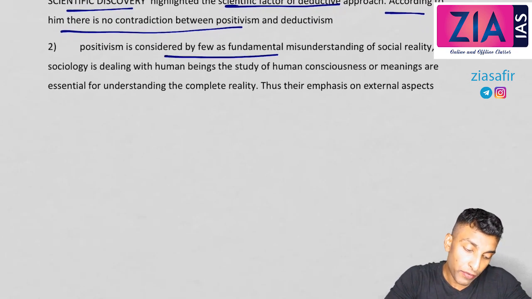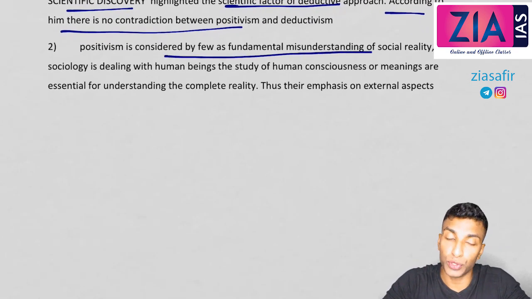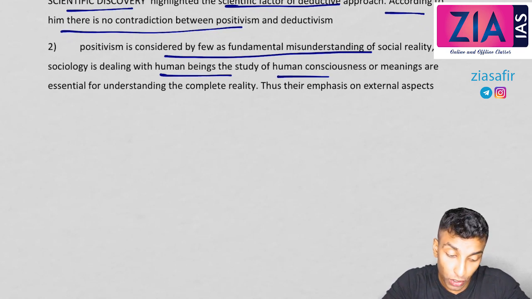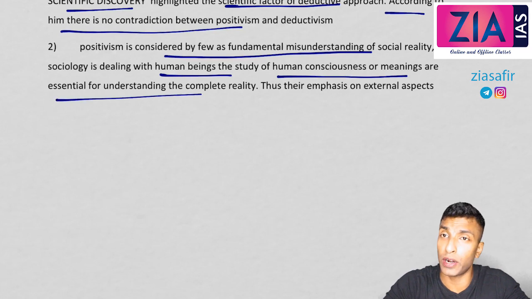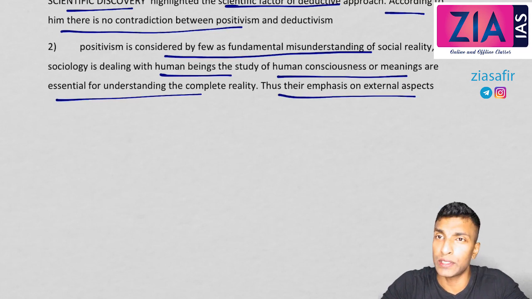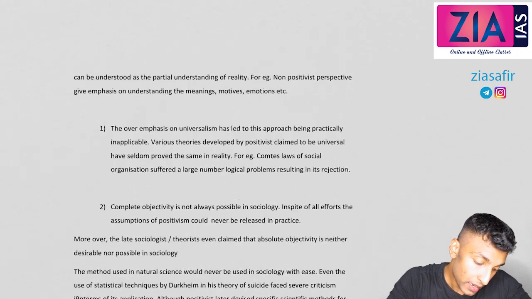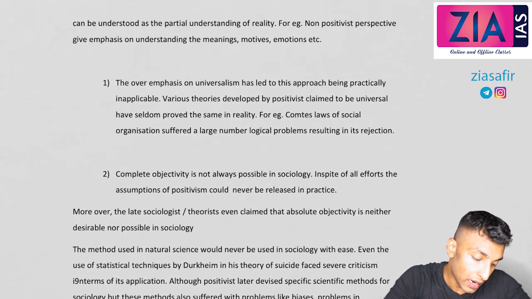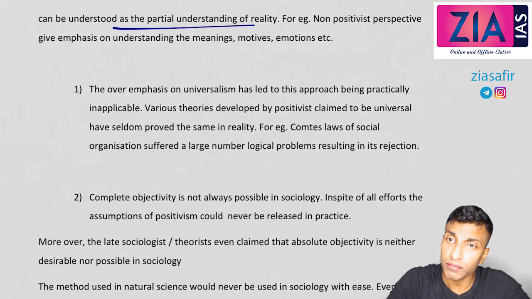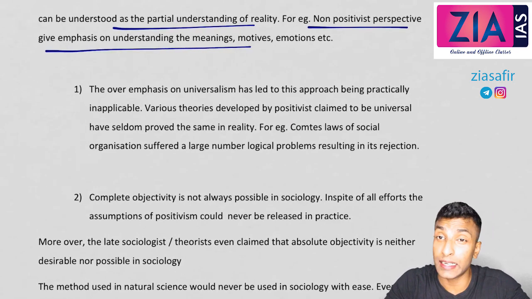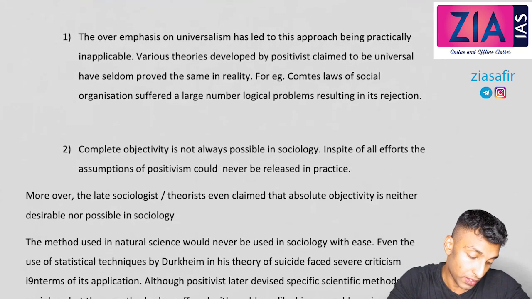Positivism is considered by a few as a fundamental misunderstanding of social reality. Why? As sociology is dealing with human beings, the study of human consciousness or meanings is essential for understanding the complete reality. If you are not understanding that, it's a partial understanding. Thus, the positivist emphasis on external aspects can be understood as a partial understanding of reality. And as I've told you, non-positivist perspectives give emphasis on understanding meanings, motives, emotions, etc.